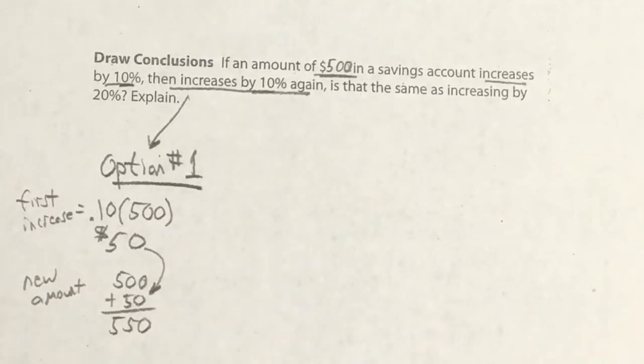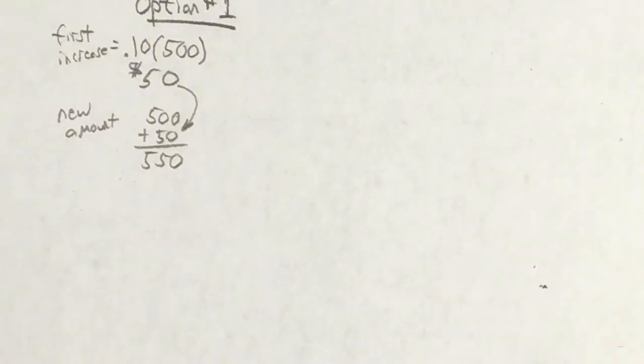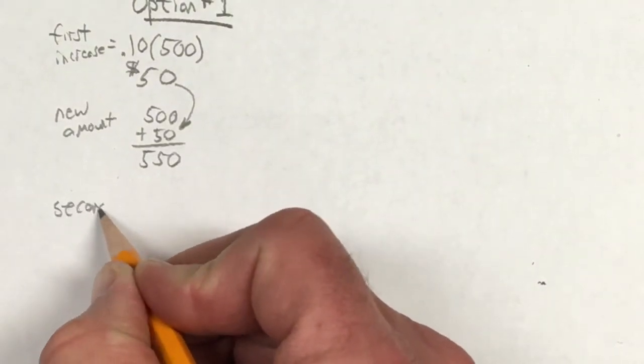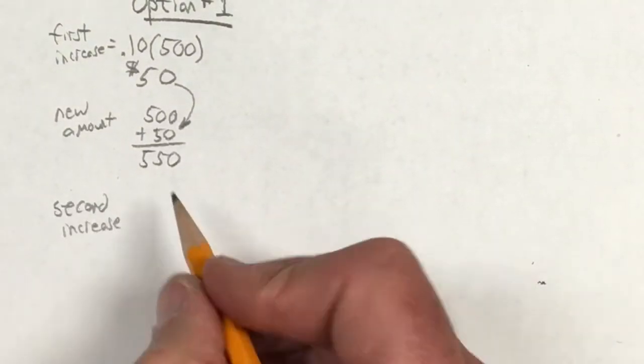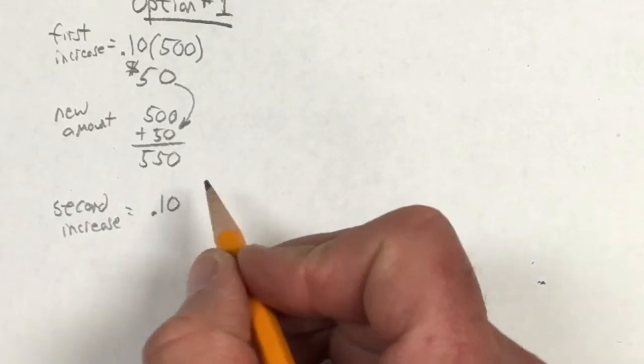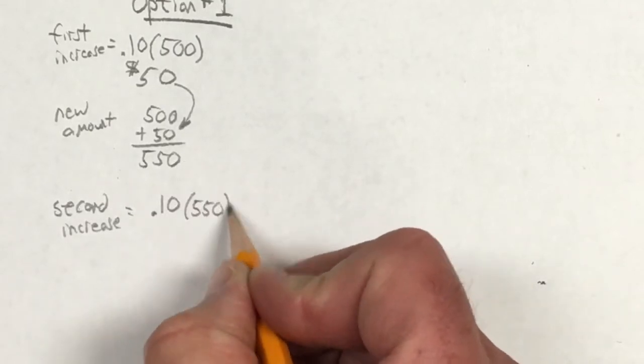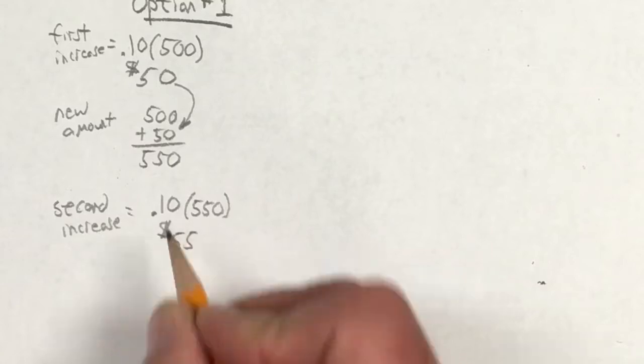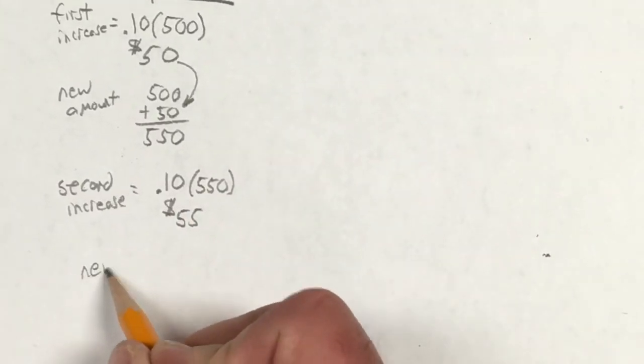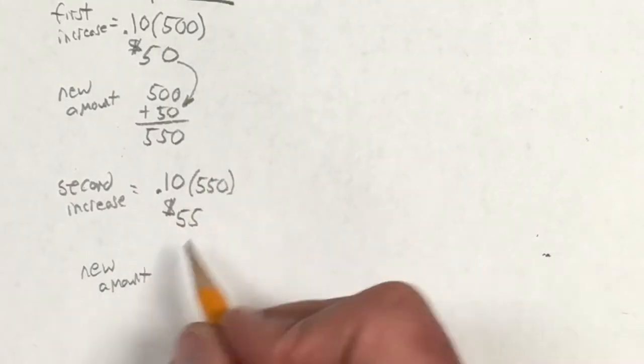Now find 10% of that, 0.10, which is 10% as a decimal, times the new amount, which is $550. You find out that's a $55 increase. Add that on, and you would end up with $605.